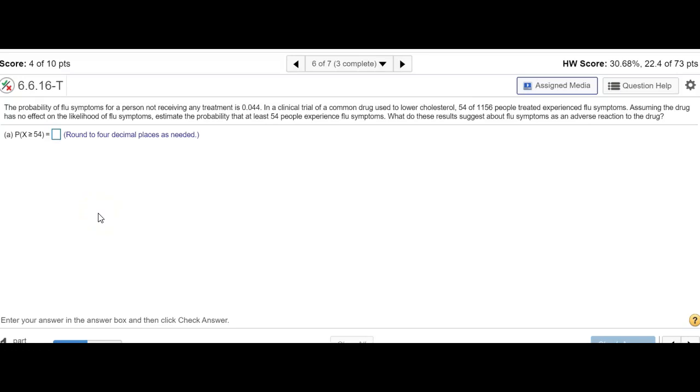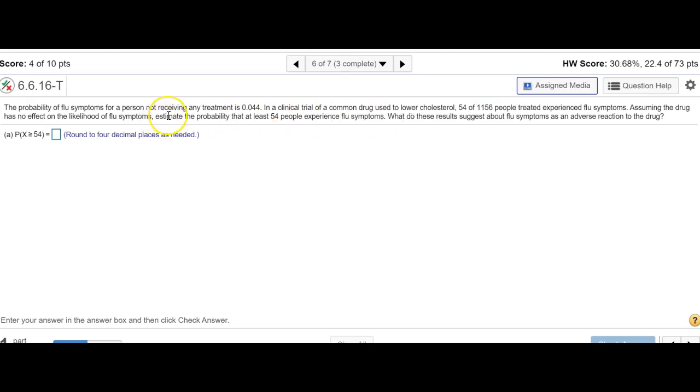In 6.6.16, we're looking to find the probability of more than 54 people out of this study of 1,156 people that were treated with this cholesterol drug had flu symptoms. So we're going to find the probability of that happening, and then we're going to look at the results to see what they suggest about the flu symptoms as an adverse reaction to the drug.